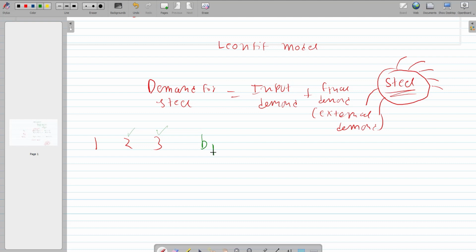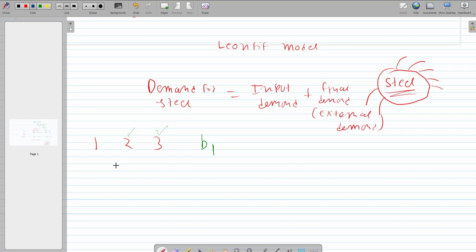Industry 3 will also ask for some quantity of good one for input purposes, and there is also direct consumption demand from consumers for this good one. Keeping this in mind, he will produce accordingly. This is shown by the Leontief model. So let's look into some notations.